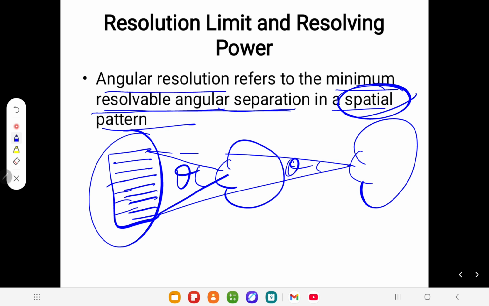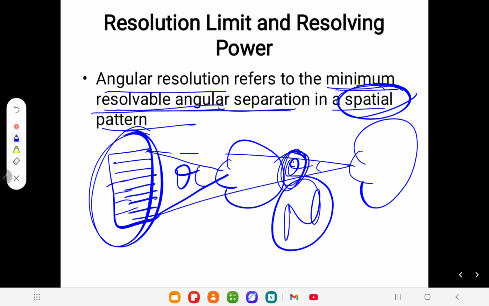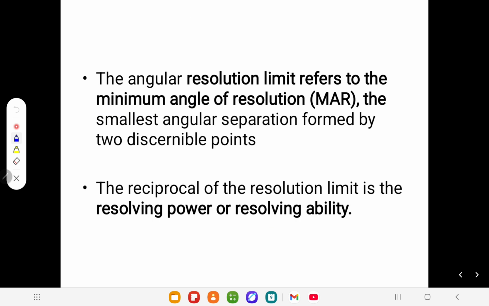And angular resolution refers to the minimum resolvable angular separation. The separation lies in space, but we calculate that separation in terms of angle. An angle where? Definitely at the nodal point. So that's the angular resolution. So the angular resolution limit refers to the minimum angle of resolution. We already know that, isn't it? MAR, and all the time MAR. Okay, minimum angle of resolution.